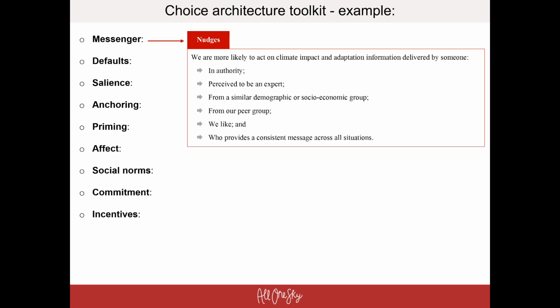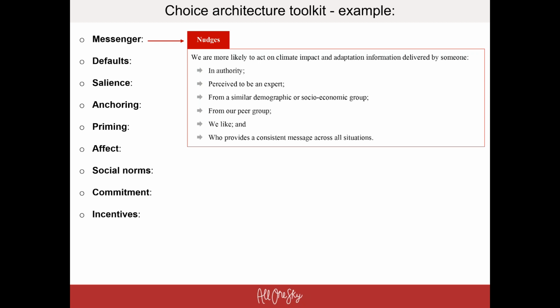And just one quick example there, looking at messengers, like I was saying, that we are more likely to act on a climate impact or adaptation information that's provided to us if it's provided to us by someone we deem to be an authority or who is perceived to be an expert, or from our peer group, or someone that we like.